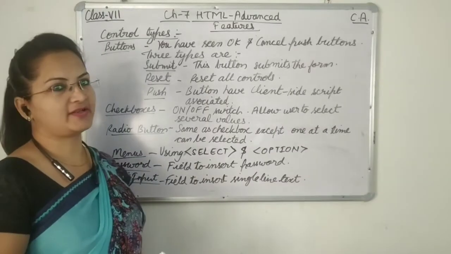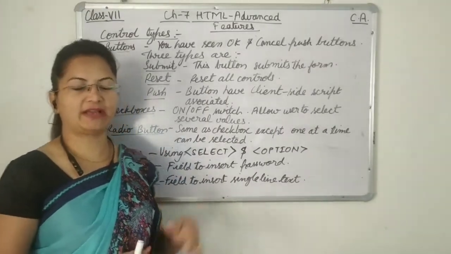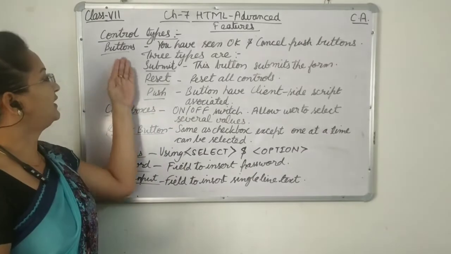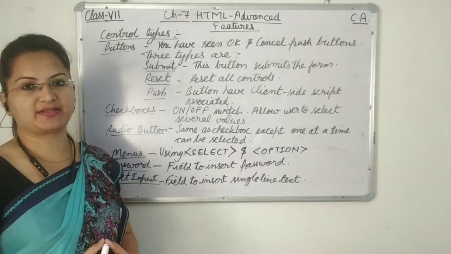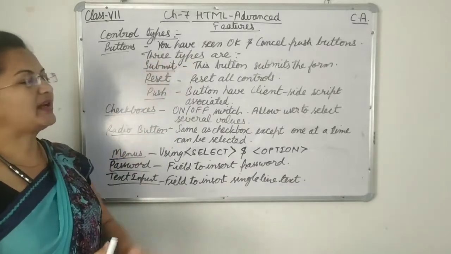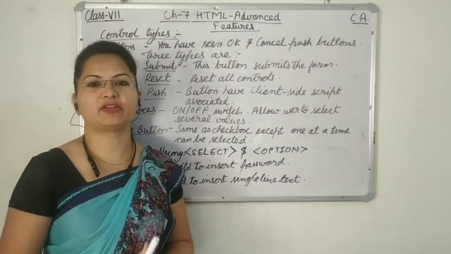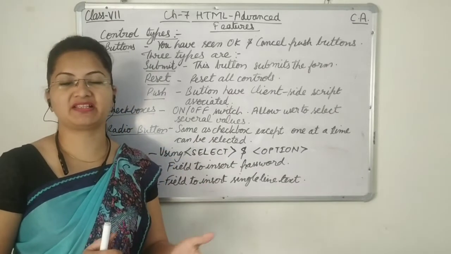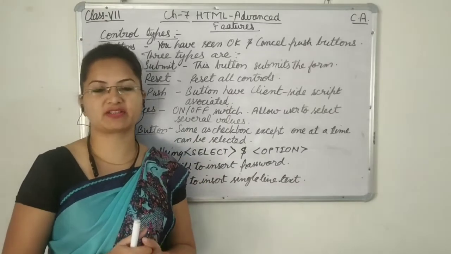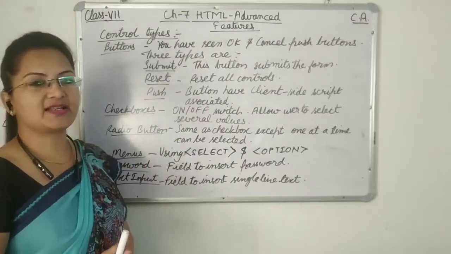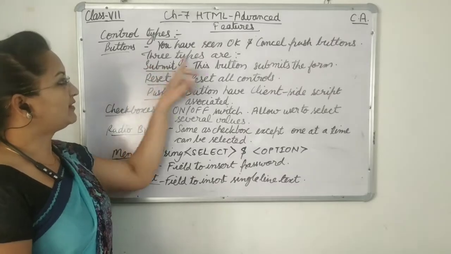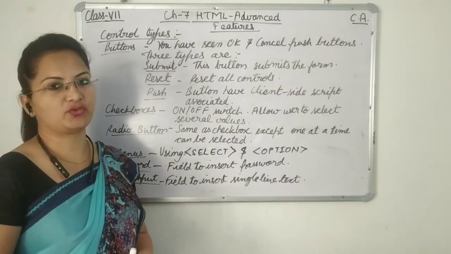So now students, we will study various control types. I have already shown you the example of all these controls. Here, first of all, we will discuss buttons. You might have seen buttons on forms. While filling in forms, you might have seen an OK button, cancel button, submit button, reset button, clear button, login button. All these buttons are there. These are push buttons when we click on them. There are three types of buttons that we can use in forms.